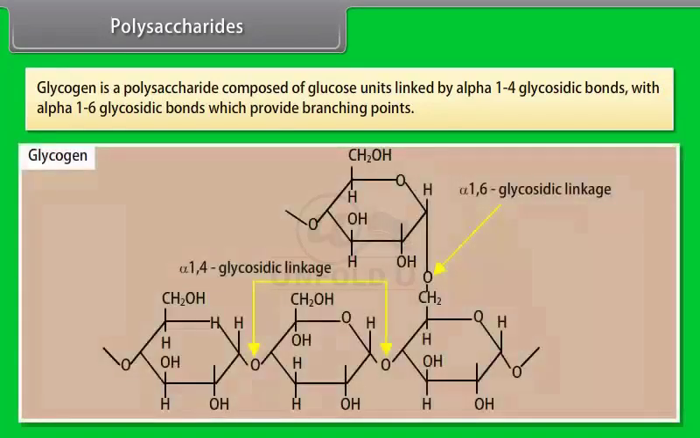Glycogen is a polysaccharide composed of glucose units linked by alpha-1,4 glycosidic bonds with alpha-1,6 glycosidic bonds, which provide branching points. Nucleic acids.